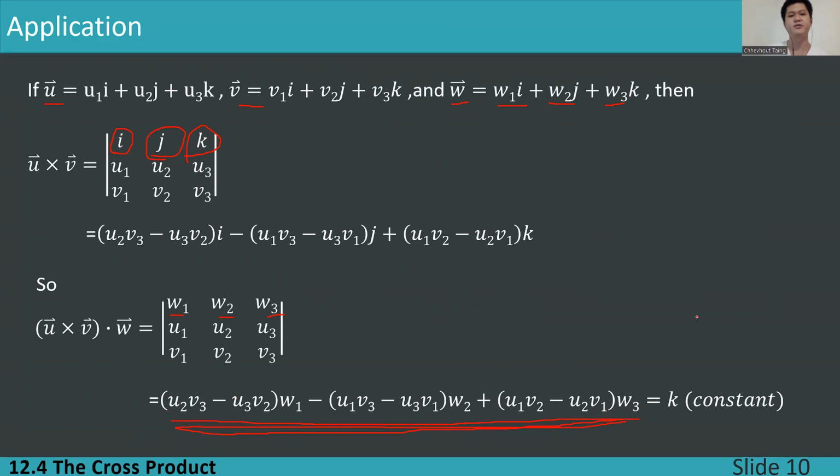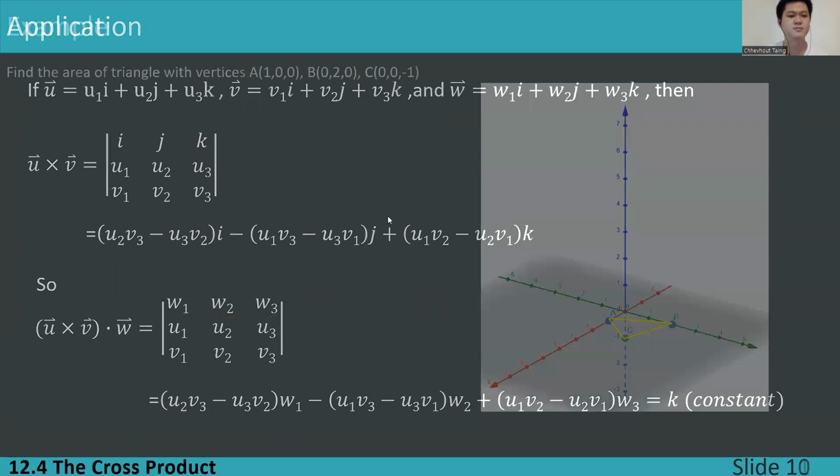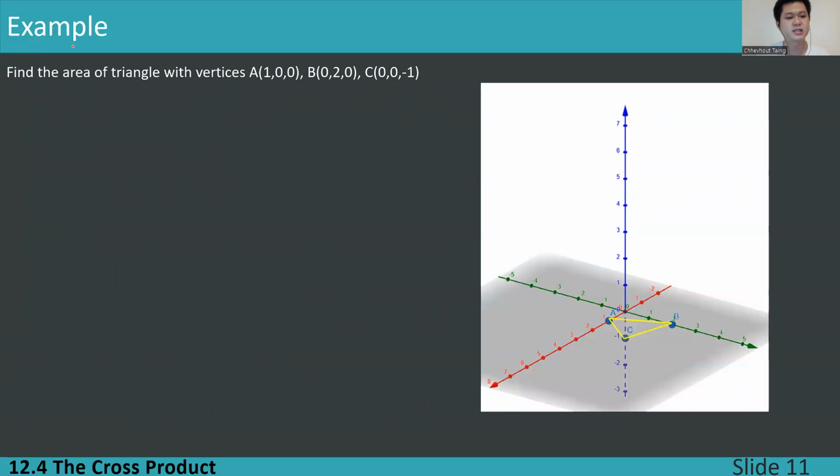Now that we have learned all 3 applications of the cross product, let's look at one example. For the example, they ask us to find the area of the triangle with vertices A(1,0,0), B(0,2,0), C(0,0,-1). If you were to draw it, this is how the triangle would look. And we now have to find the area. Well, you know that the area of a triangle is equal to 1/2 times the magnitude of u cross v.